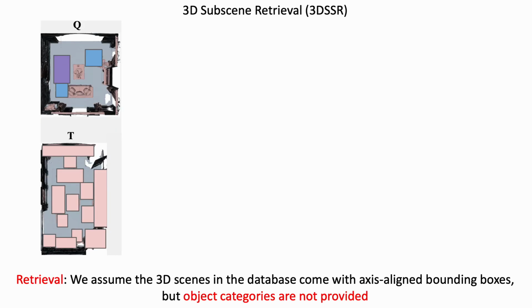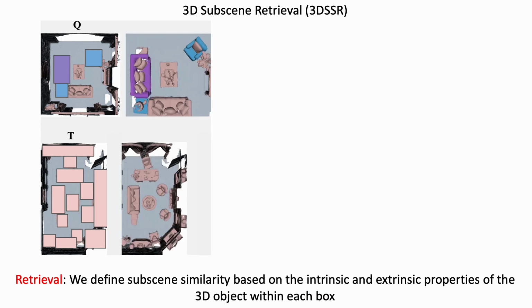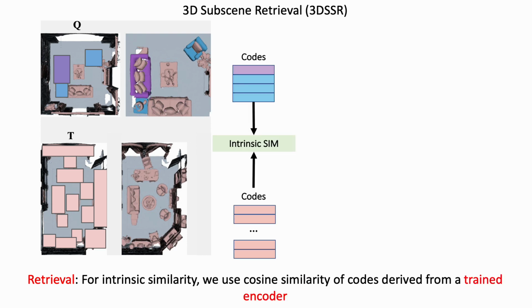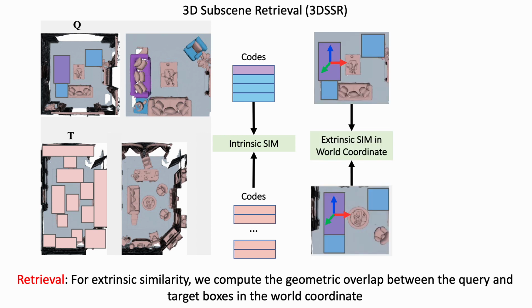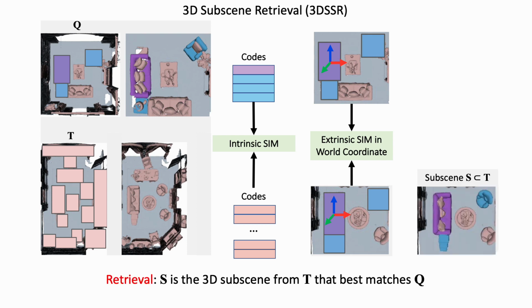Retrieval. We assume the 3D scenes in a database come with axis-aligned bounding boxes, but object categories are not provided. We define subscene similarity based on the intrinsic and extrinsic properties of the 3D object within each box. For intrinsic similarity, we use cosine similarity of codes derived from a trained encoder. For extrinsic similarity, we compute the geometric overlap between the query and target boxes in the world coordinate. S is the 3D subscene from T that best matches Q.